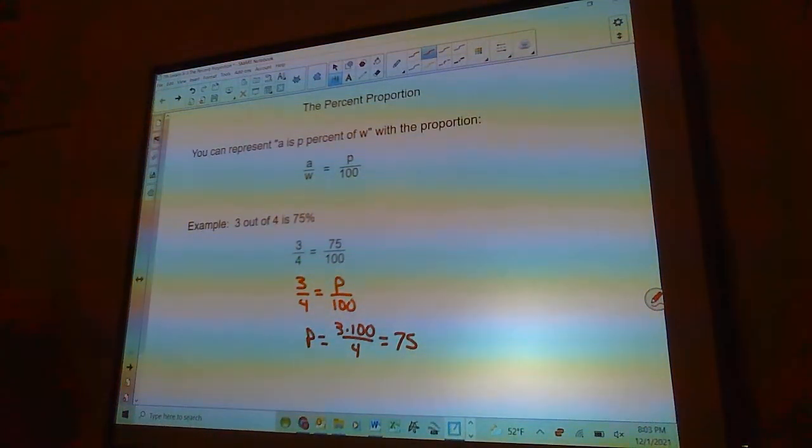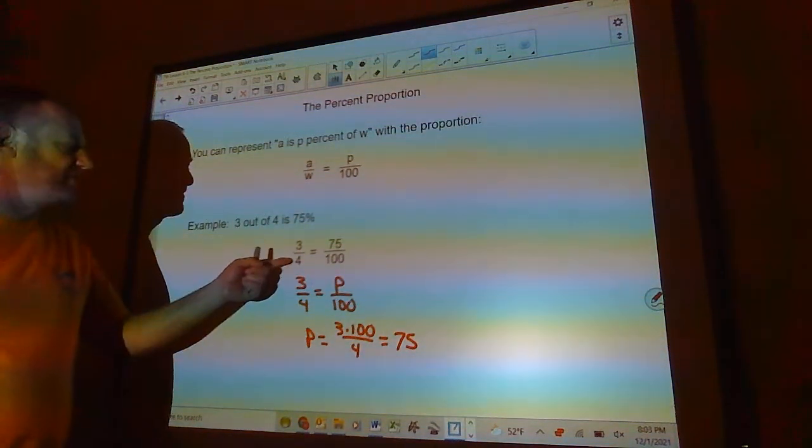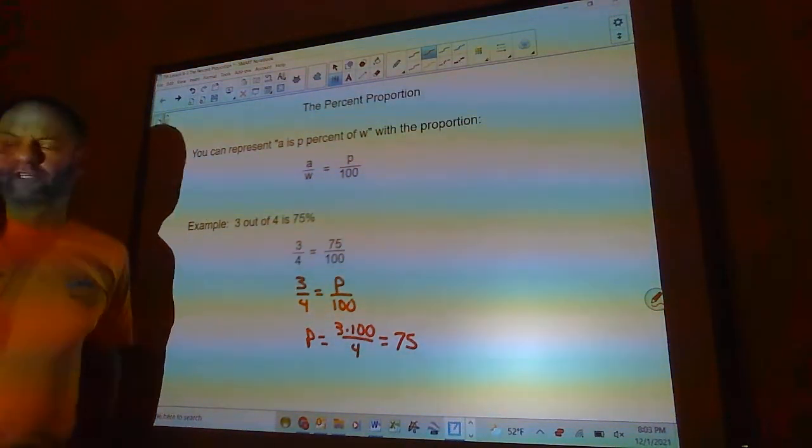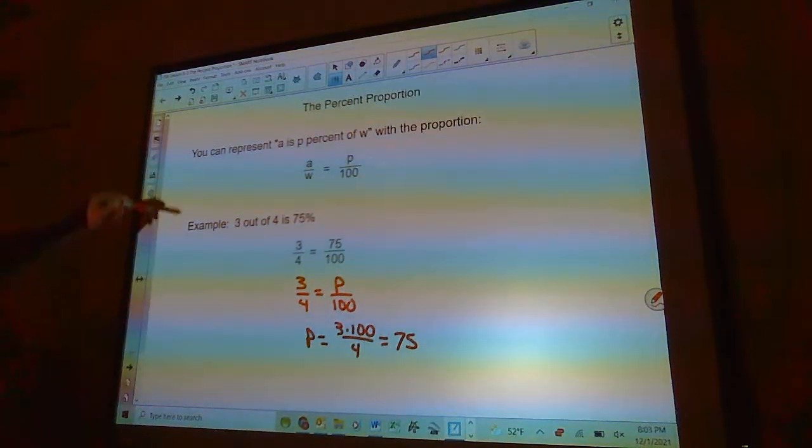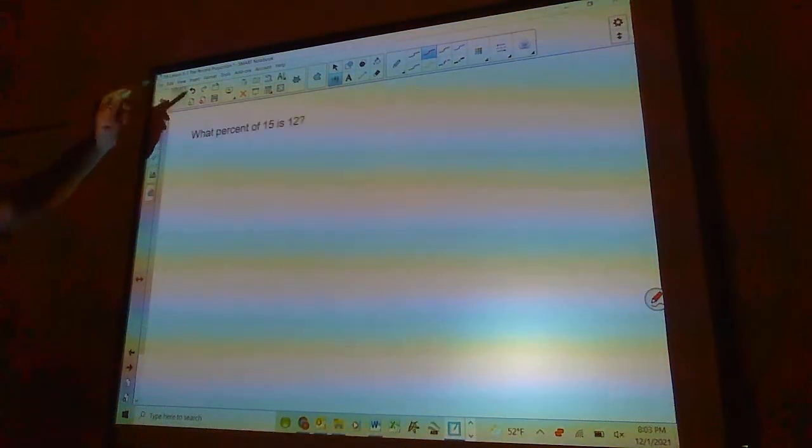Okay? So very simple. It works really good if this number here divides evenly into 100. You can do it with any number, though. It's just a little extra work.